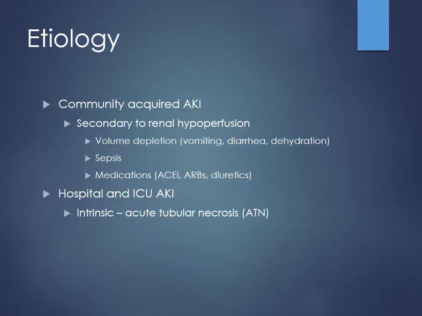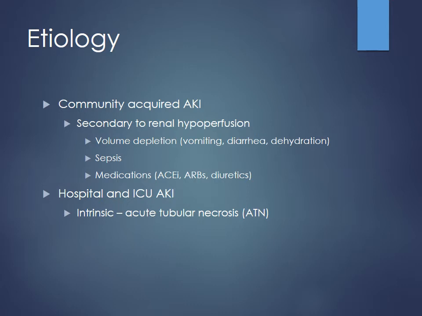So with acute community-acquired acute kidney injury, again, very frequently secondary to renal hypoperfusion, so volume depletion is going to be a big one. So they're having a lot of vomiting, diarrhea, dehydration, all those can be big reasons for having that pre-renal kidney injury. Sepsis is another big one. And we mentioned ACE inhibitors, ARBs, diuretics could also cause this as well. Diuretics just because you're causing a volume depletion throughout the whole body, so that can lead to that pre-renal kidney injury, right?